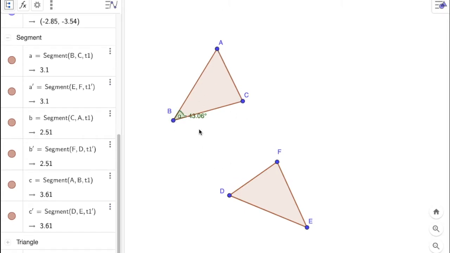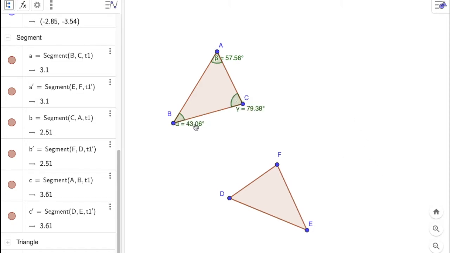So here we have one angle. Looks like it's 43.06 degrees. I'll move that around in a moment. Another angle, 57.56 degrees. Really what we're looking to show now is the angles that would correspond with those segments we discussed. So A should go to D, based on those segments earlier. B should go to E, and C should go to F. Those angles would need to be congruent for us to meet the definition of congruent polygons to prove that triangles are congruent to each other.